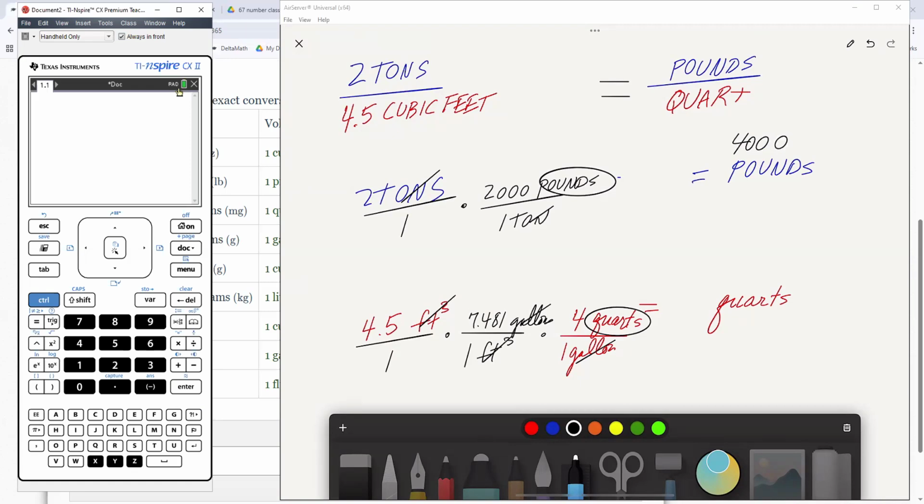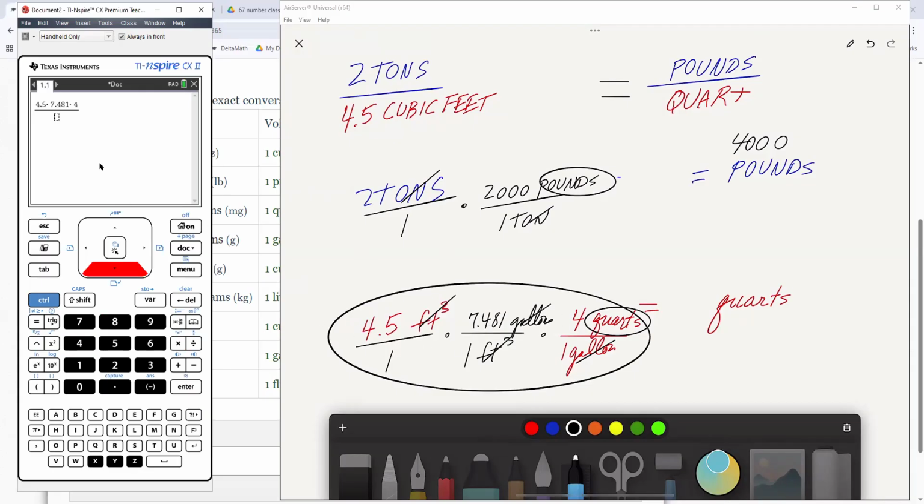And then this one, I'm definitely going to need the calculator. Let's do a stack fraction. It's going to be 4.5 times 7.481 times 4 quarts, and on the bottom it's just 1. Press enter, and it says 134.658 quarts. Now I've got my 2 conversions. So now I'm just going to take 4,000 pounds and divide it by 134.658 quarts, and that's going to give me the pounds per quart.